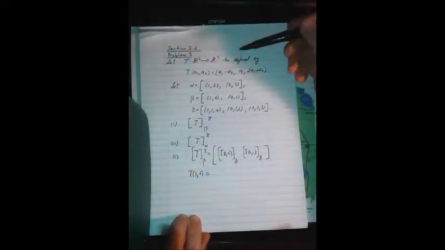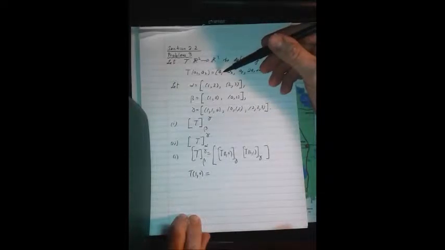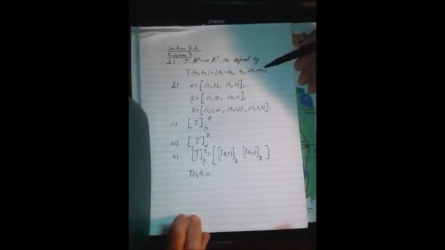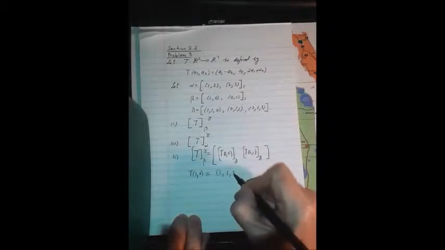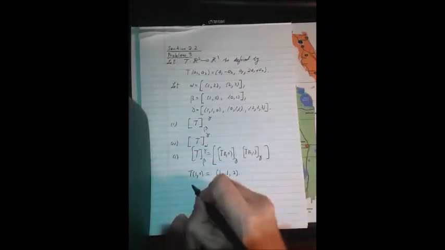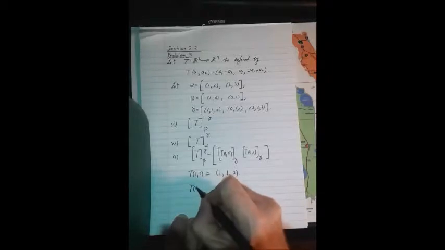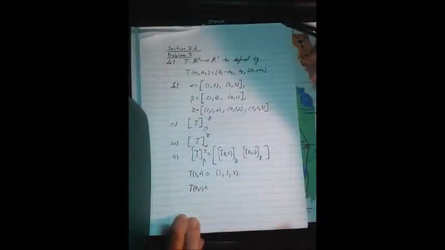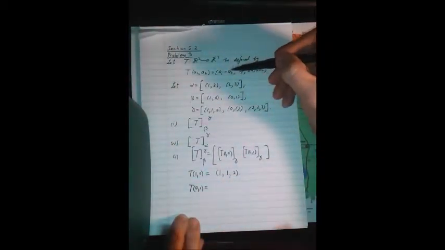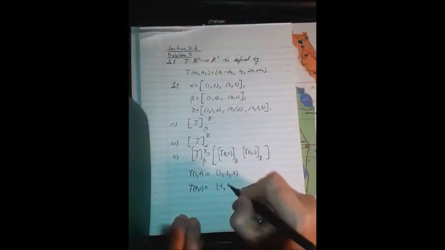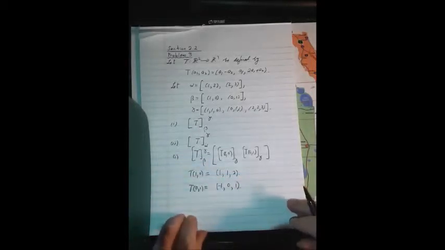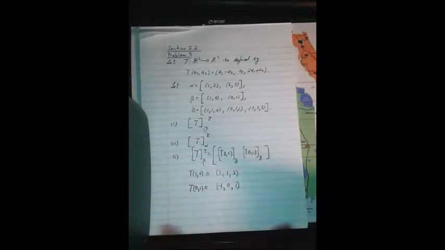Okay, so we put a1 equal to 1 and a2 equal to 0 in the formula here, and that will give us the vector (1, 1, 2). Now we also need T of (0, 1). This time we put a1 equal to 0 and a2 equal to 1, and we'll get the vector (-1, 0, 1). So we have to work out two coordinate vectors, one for this one and one for that one.